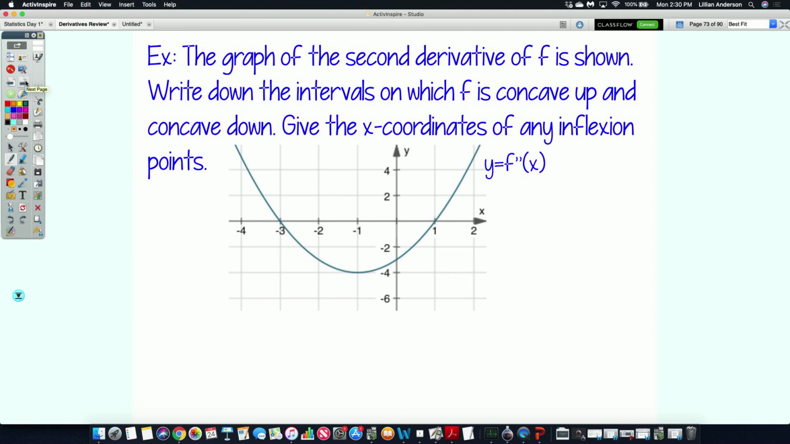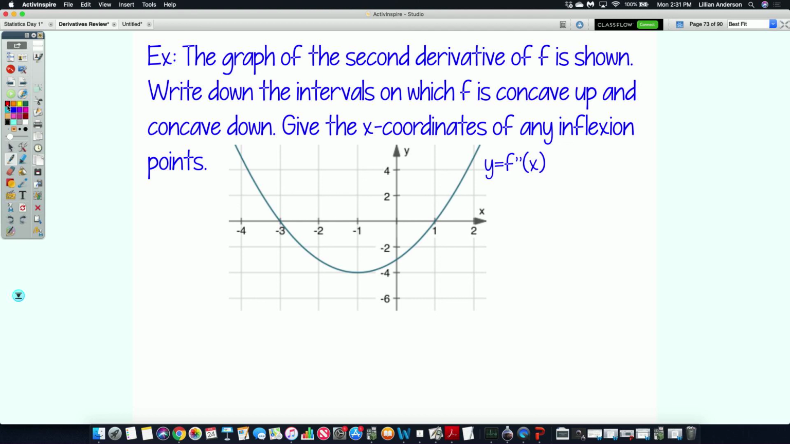Okay. Now, the graph of the second derivative is shown. You have to write down intervals on which f is concave up and down, and give the x coordinates of any inflection points. Now, remember, this is the graph of the second derivative, which means what? Wouldn't it just mean the inflection point is at -1, -4? No, not -1, -4.